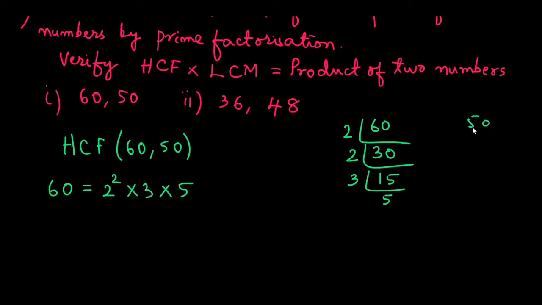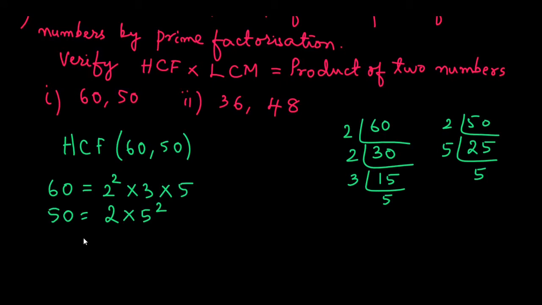Now 50. 50 is divisible by 2. We get 25. 25 is not divisible by 2, not divisible by 3. It is divisible by 5. So we get 5. It is a prime number. We cannot divide any further. The prime factorization for 50 is 50 is equal to 2 into 5 square.